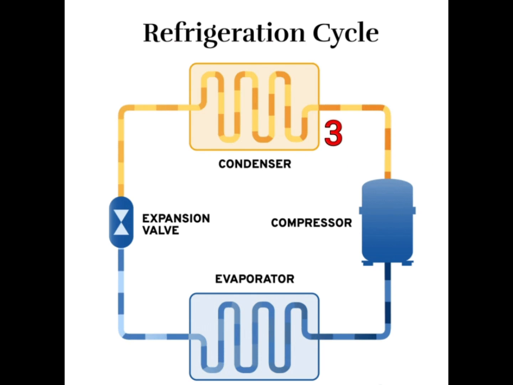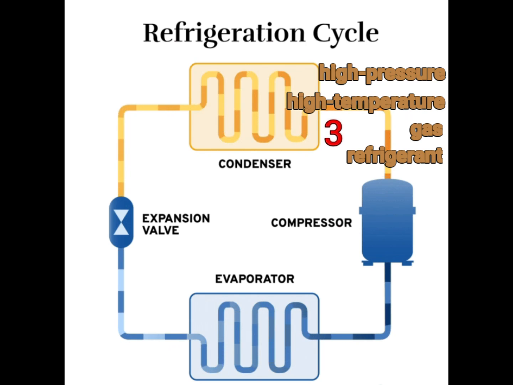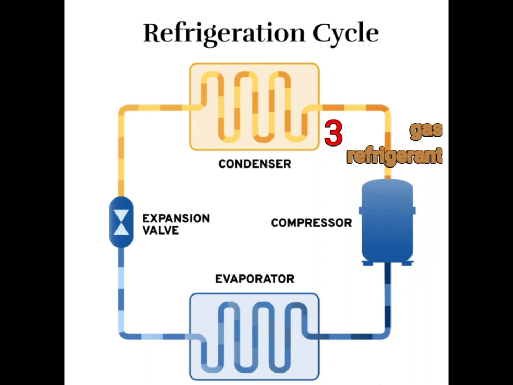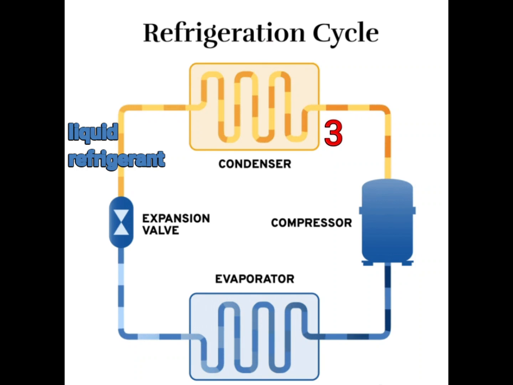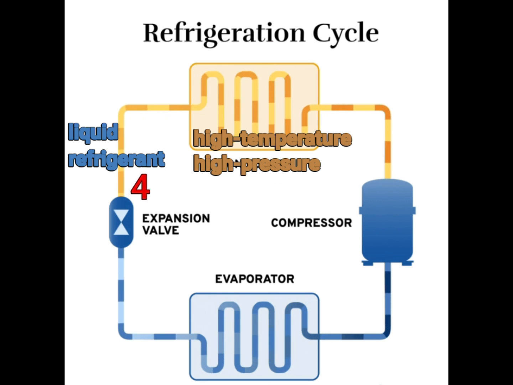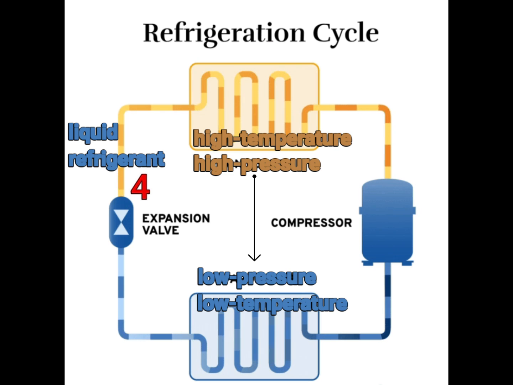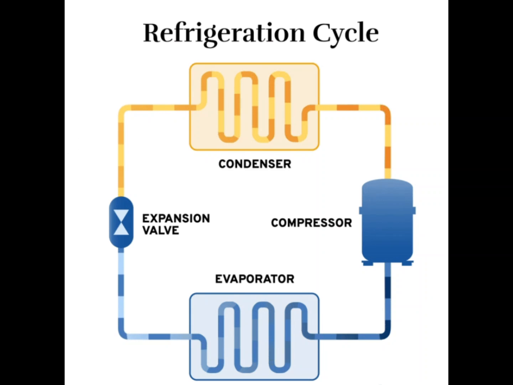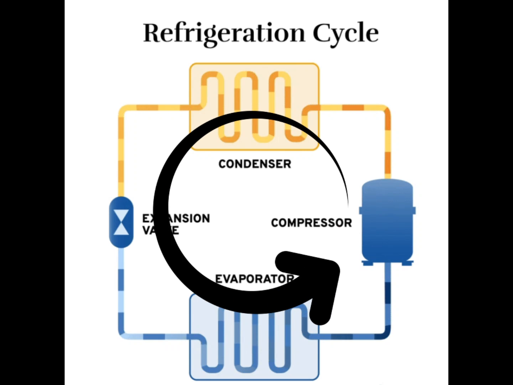At point 3, the high-pressure, high-temperature gas refrigerant moves to the condenser where the heat is discharged in the atmosphere. It turns the refrigerant back into liquid, but this liquid is still high-pressured. At point 4, the high-pressure, high-temperature liquid refrigerant passes to the expansion valve wherein the pressure is reduced. The pressure decrease also decreases the temperature, and now the refrigerant is ready to pick up more heat. The refrigerant will then arrive at point 1, wherein the entire cycle is repeated.